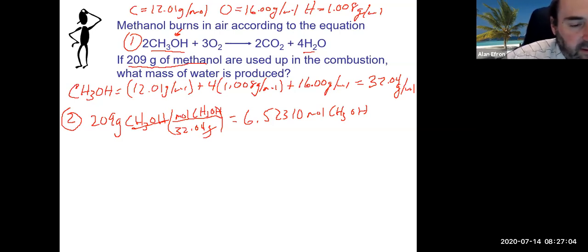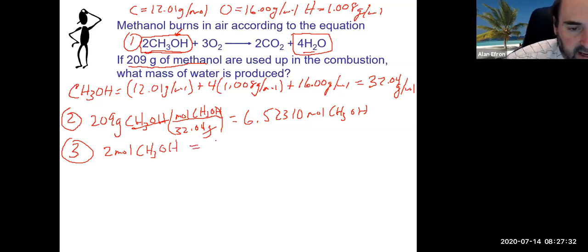The only thing we really have done up to this point is convert our grams into moles, but we're not really interested again in the methanol here. We're interested in the water. So this is where step number 3 comes into play. We need to find the mole to mole relationship. So we can see from the equation, that's what we were given. This again is what we're looking for. So we can see that for every 2 moles of CH3OH, you get out 4 moles of H2O.